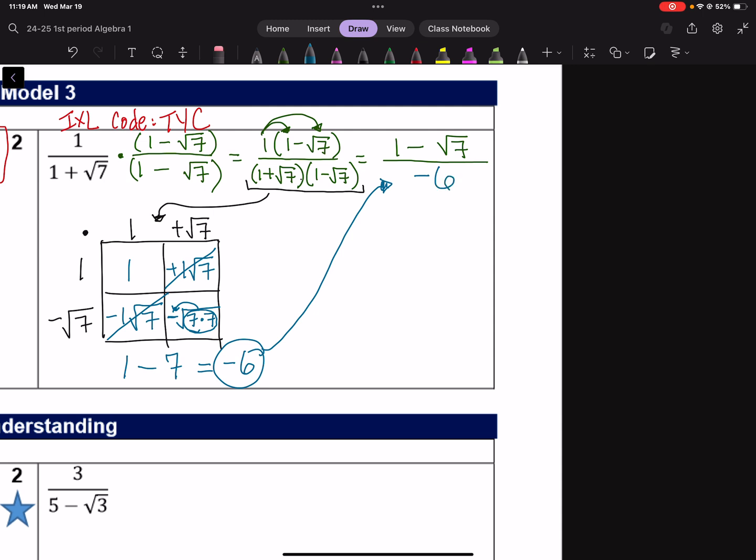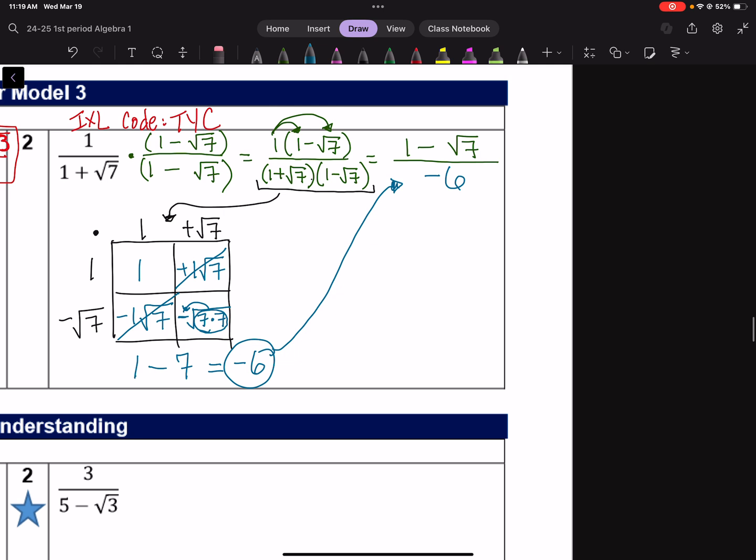Now, there's nothing else I can do, right? The square root on top can't be simplified. There's no square root on the bottom. So my final answer is going to be 1 minus square root of 7 all over negative 6. That is the simplified form of 1 over 1 plus square root of 7.